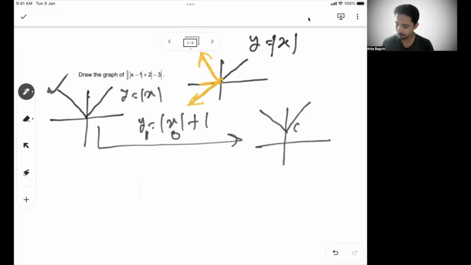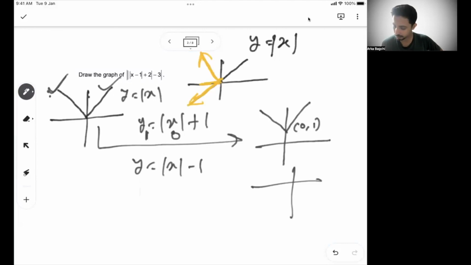So this is 0, 1, right? Similarly, if I have y equal to mod x minus 1, then this graph will be shifted downwards by a unit. So this is 0, minus 1, right? Similarly, so now we can understand how it is happening.